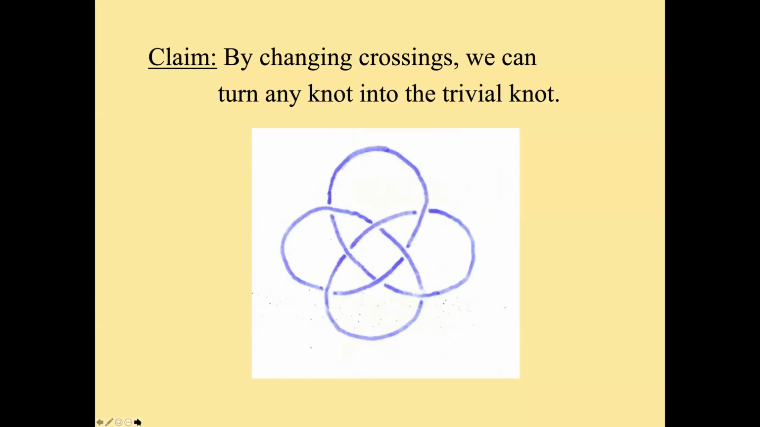Now, I want to tell you about another idea from knot theory that is very useful and we'll use shortly, which says if you start with a diagram of a knot, by changing the crossings, you can turn any projection of a knot into the trivial knot. So here we see a particular knot, the 8_18 knot. I can get on this knot and I can change the crossings and turn it into the trivial knot.